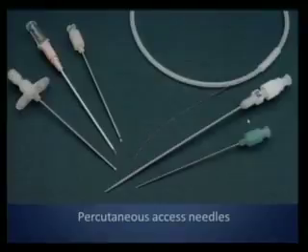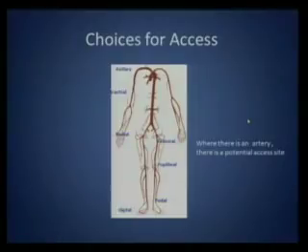Okay, these are the percutaneous access needles. Choice for access is very important to know, what are you going to do to choose your access. Wherever there's an artery, there's a potential access site. You can access most commonly femoral, you can do radial, brachial, axillary, popliteal, pedal, and distal.